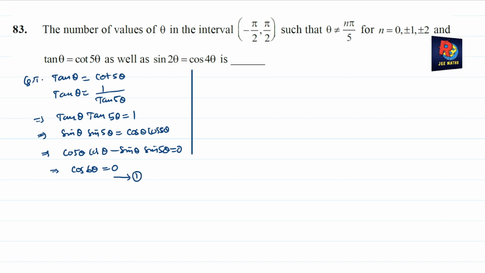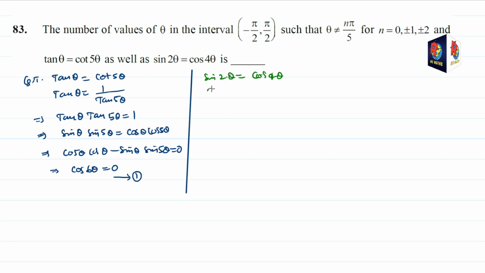Now, if I go for another case, what is the given information? Here sin 2 theta equals cos 4 theta. Now here, keep sin 2 theta as it is. I can write cos 4 theta as 1 minus 2 sin square 2 theta.